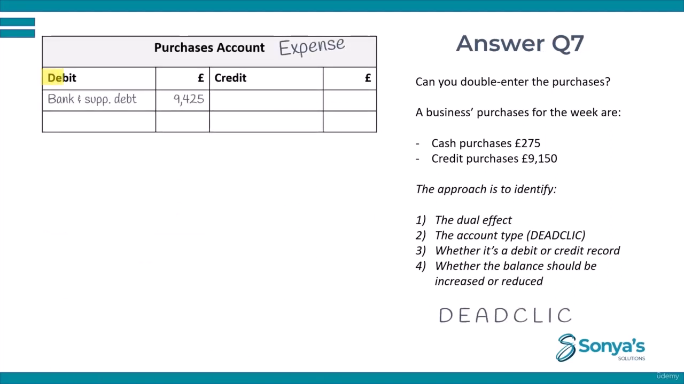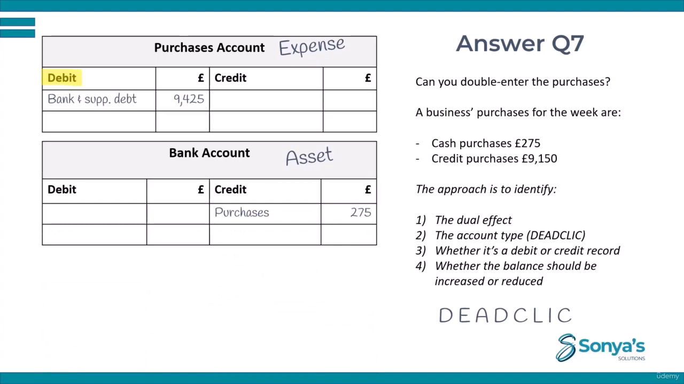Don't forget to use the mnemonic DEAD CLIC to help you work more accurately. All of the purchases are recorded in the purchases account. We debit the account as the opening balance would be on the debit side. We apply the rules of an asset account to the bank account, so the bank balance will also be on the debit side. £275 was paid for cash purchases, so we reduce the bank balance by crediting it.